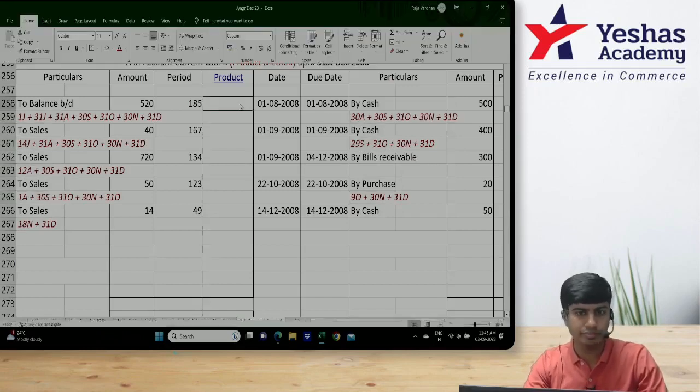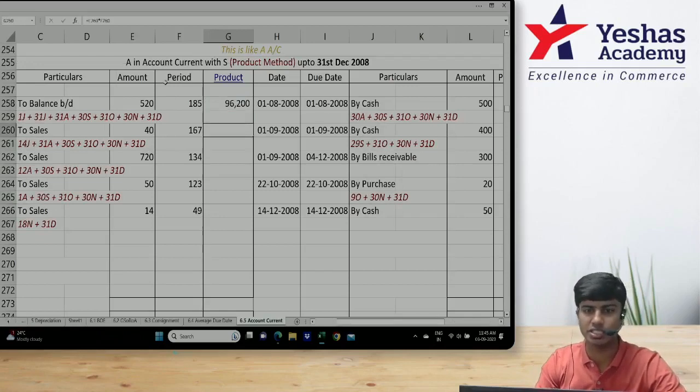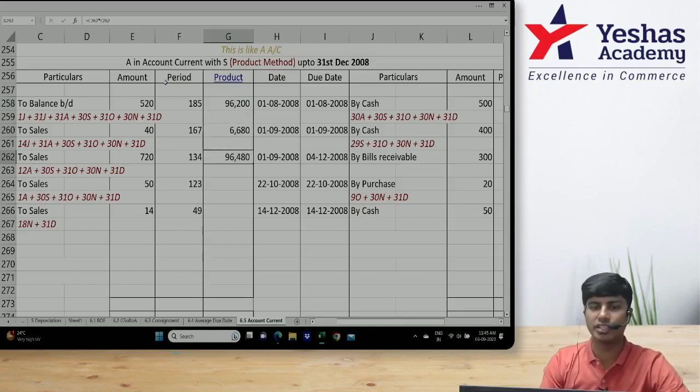What do we get here? 96,200. Then here 14 into 167. 6,680. Then 720 into 135. 96,480. Then 15 into 123. Very good. 14 into 49.